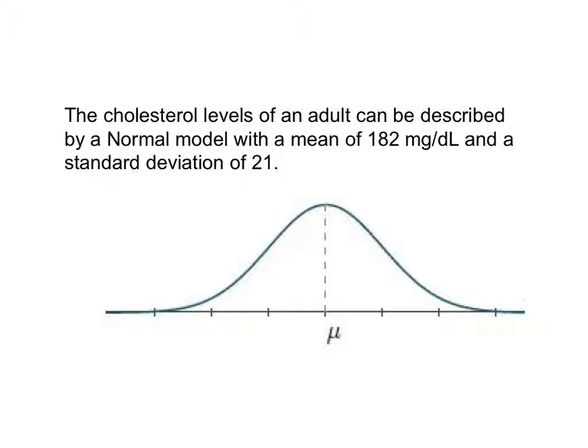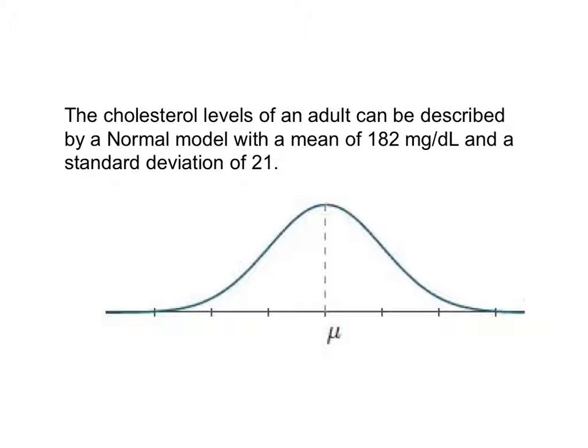All right, this video will help with Chapter 5, Number 20. The problem says the cholesterol levels of an adult can be described by a normal model with a mean of 182 milligrams per deciliter and a standard deviation of 21. So again, because it says it's modeled by the normal model, we're going to start off with the normal curve.